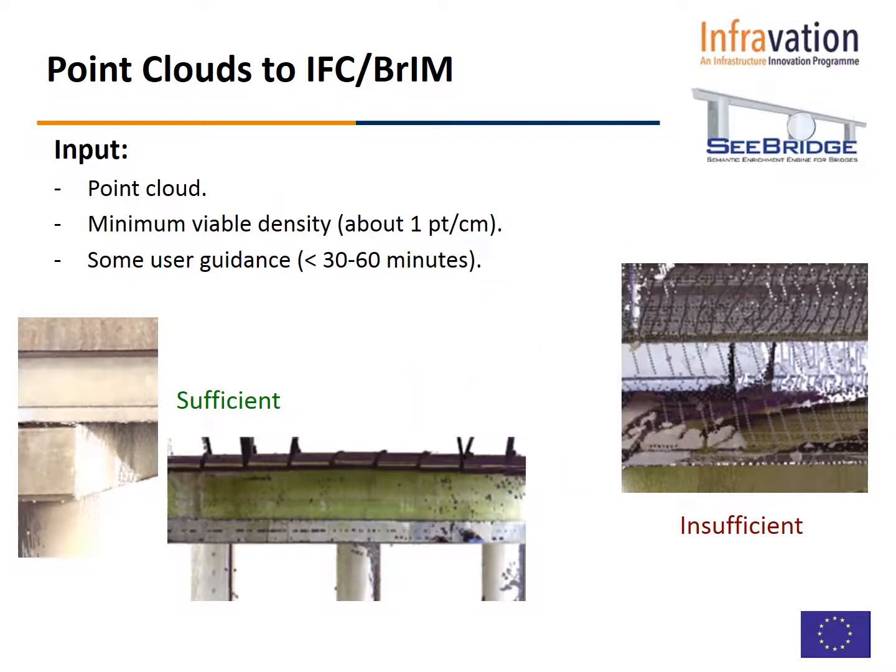As input, again, we expect a point cloud, but we also expect that it has some minimal viable density, which we've defined to be 1 point per centimeter. On the bottom left, you see ones that have sufficient density, and on the right you have a partial point cloud where there's insufficient density. And you can see the vertical or diagonal striping are basically individual laser scans, and the big gaps between them are missed laser scans. If we have that level of lost information, there's not much that we can do.